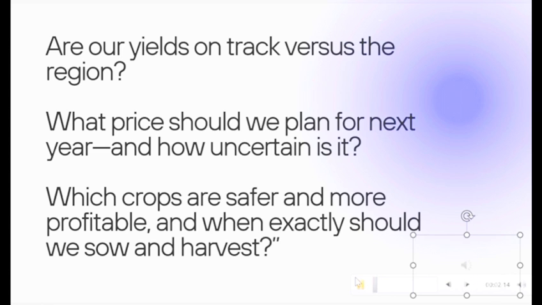The problem is that critical decisions rely on scattered data. Prices are volatile, yield varies by region, season, and timing. Mistakes are costly. Farmers and FPOs need a single simple view that answers these three questions. Are our yields on track versus the region? What price should we plan for next year and how uncertain is it? Which crops are safer and more profitable? And when exactly we should sow and harvest.